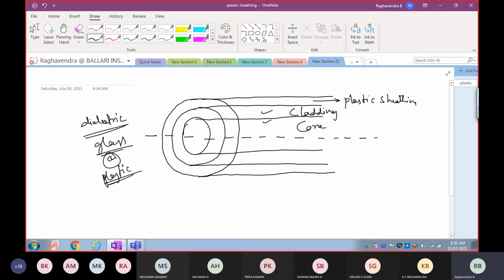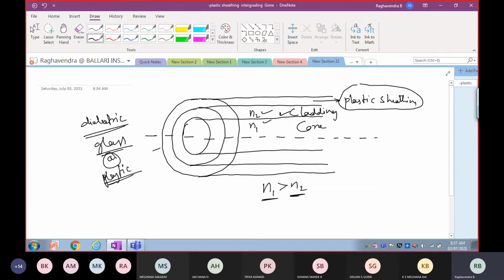Both core and cladding are made up of the same type of material, but the refractive indexes change. N1 is the refractive index of core, N2 is the refractive index of cladding. N1 is always greater than N2. That is, the refractive index of core is always greater than the refractive index of cladding. The function of the cladding is to confine the light into the core of the optical fiber, and the plastic sheathing protects the core and cladding from physical and chemical damages. That is the function of the plastic sheathing.